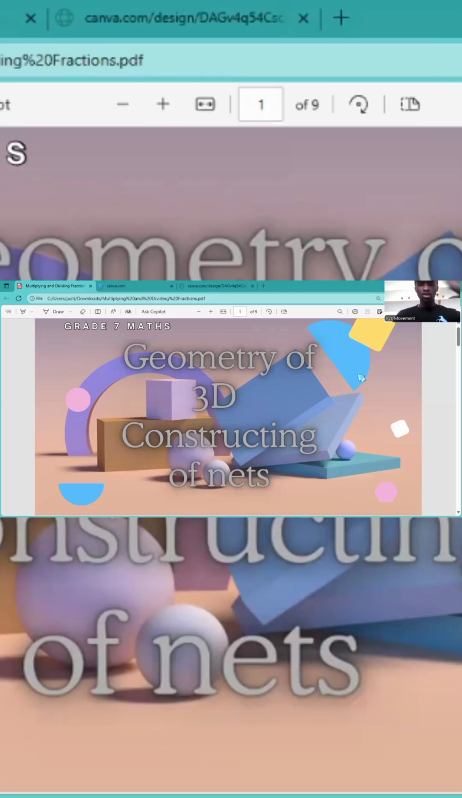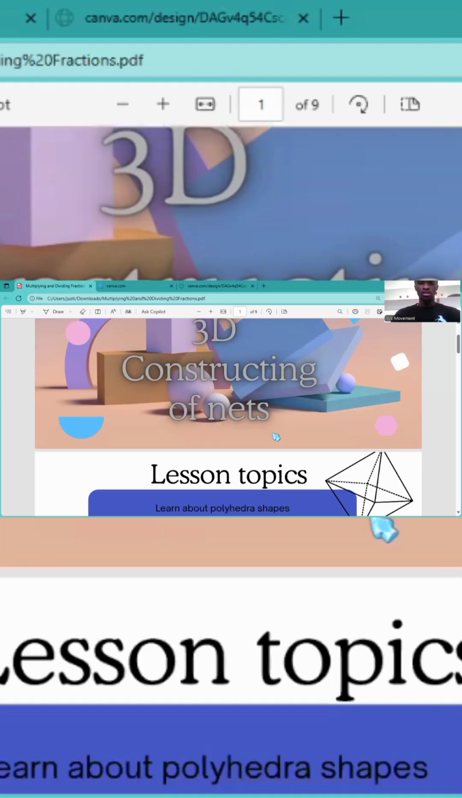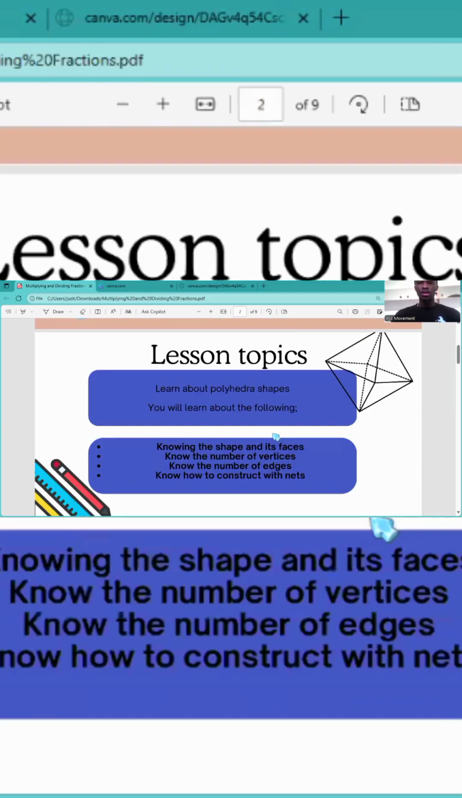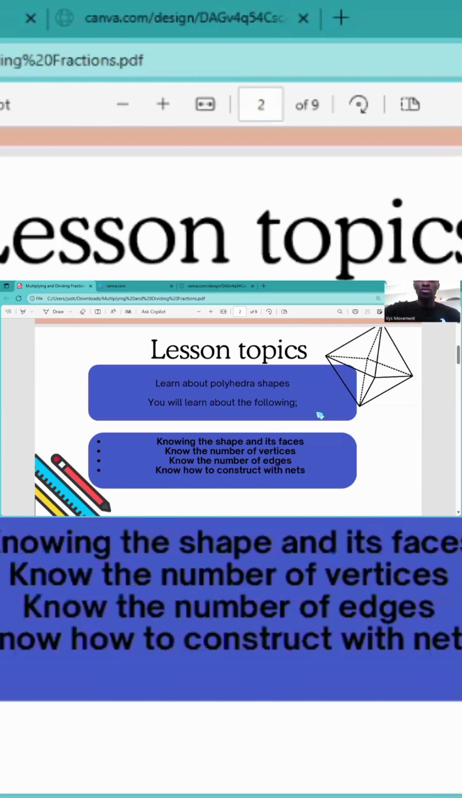Today we're going to be speaking about geometric shapes in 3D. Our specific focus will be on constructing nets. In this lesson, firstly, you have to learn about polyhedrons. You will learn about the following in this lesson.